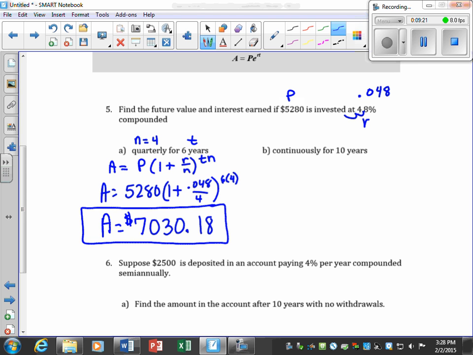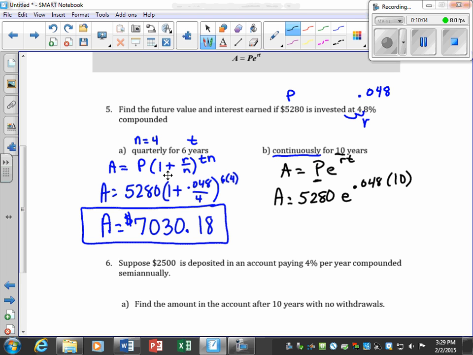Make sure you get these values in your calculator. If I'm going too fast, pause it, take a minute, jot this down, and put it in your calculator and test that value. Alright, now let's see the difference when it says compound continuously. When you see this keyword, that's when you know we use this A equals P e to the RT formula up here. So A equals P e to the RT. P is just 5,280. E is actually a number, so we leave it E. R is 0.048, and our T this time is going to be 10 years.